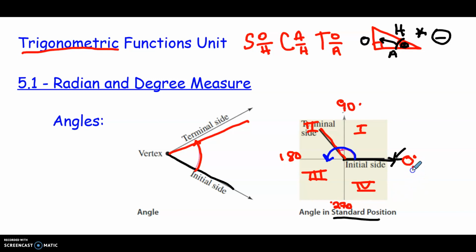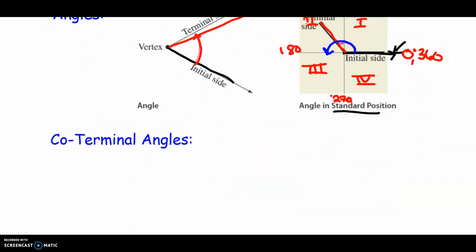And a full rotation's 360. Okay, so that is in degrees. We've been working with degrees for a long time. You're very comfortable with it. And before I move on to radian measure, which is what you just saw that short video on, I'm just going to take the opportunity to talk about something referred to as coterminal angles.